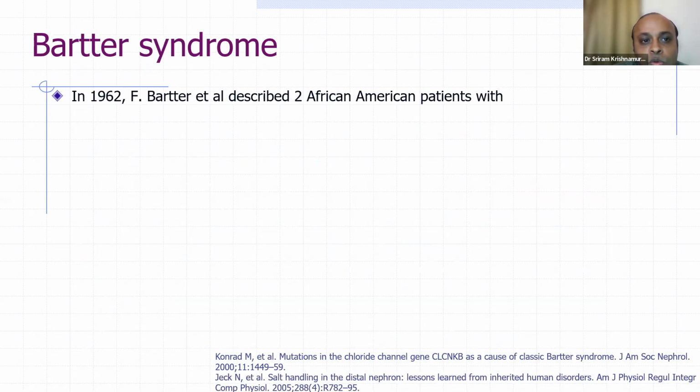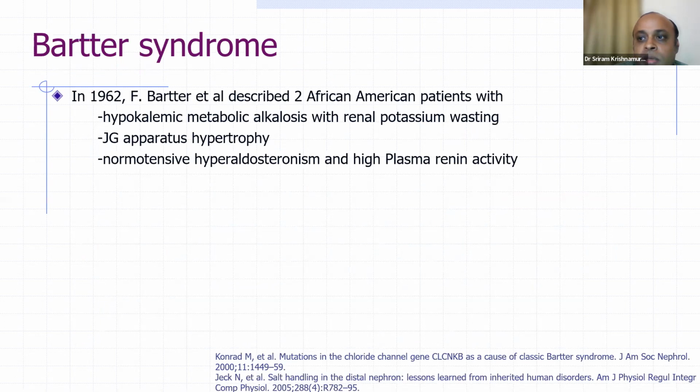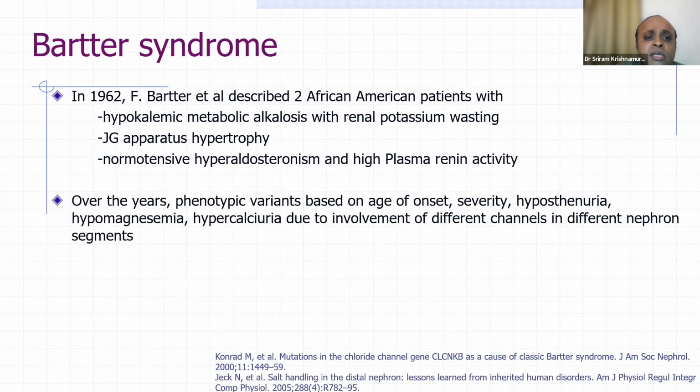So in 1962, Bartter et al. described 2 African-American patients who presented with hypokalemic metabolic alkalosis with renal potassium wasting. They had JG apparatus hypertrophy, normotensive hyperaldosteronism, and high plasma renin activity. Over the years, the phenotypical variants of Bartter syndrome based on age of onset, severity, the urine specific gravity, hypomagnesemia, and hypercalciuria due to involvement of various different channels in the different nephron segments have been described.